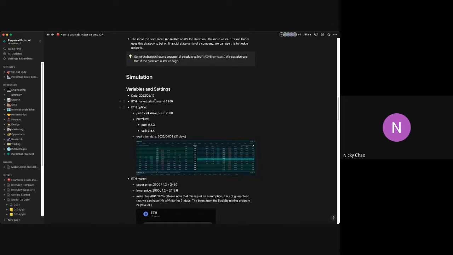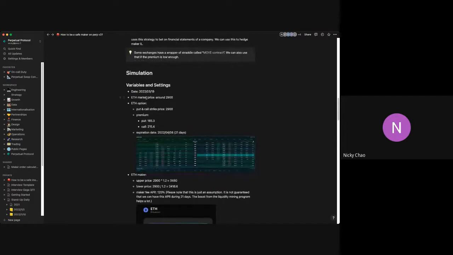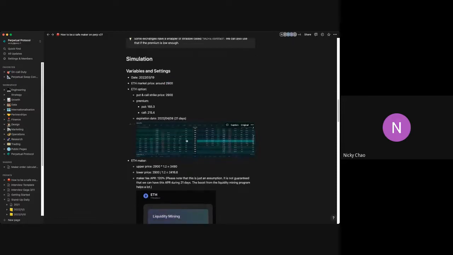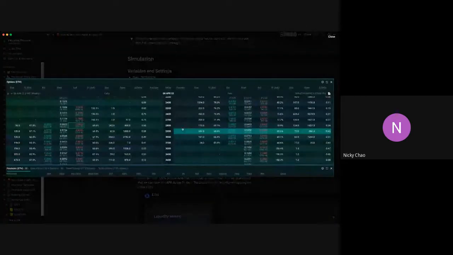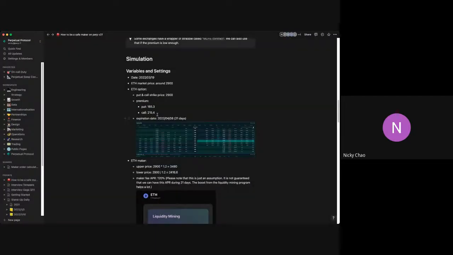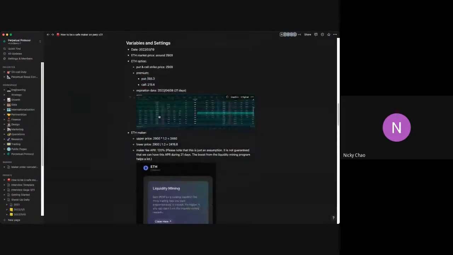So let's see these variables and settings here. On March 19th, the ETH market price is around 2,900. And I have this screenshot showing that if you want to create a straddle strategy with a strike price of 2,900, the premium you need to pay is basically this number. It's 165 plus 200, around 215. So I write down the premium here.